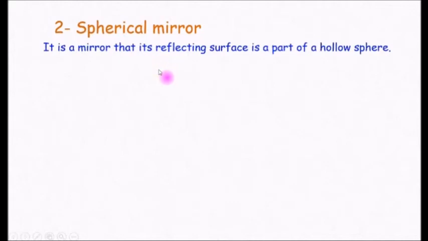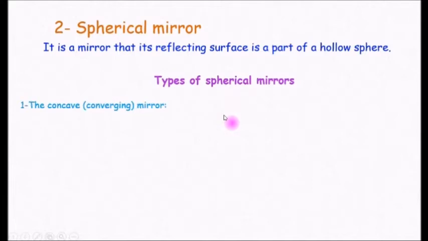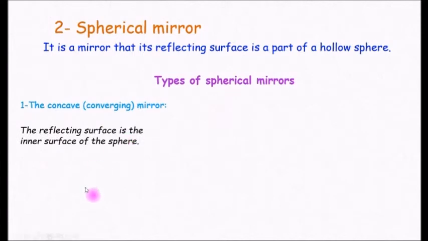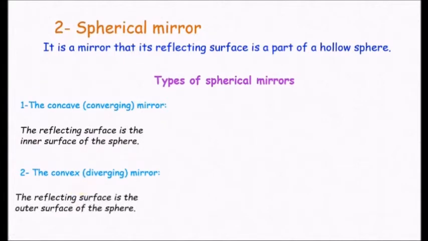What is meant by a spherical mirror? A spherical mirror is a mirror whose reflecting surface is a part of a hollow sphere. What are the types of spherical mirror? The concave mirror, which is called the converging mirror, and the second type is the convex or diverging mirror.